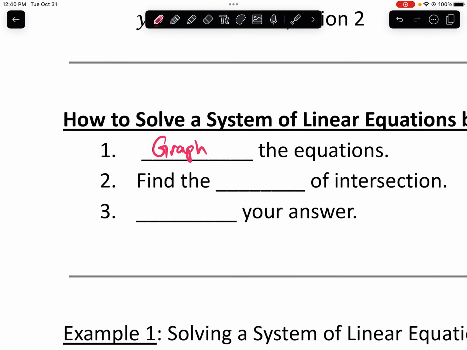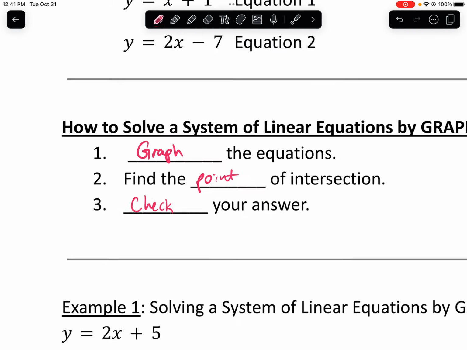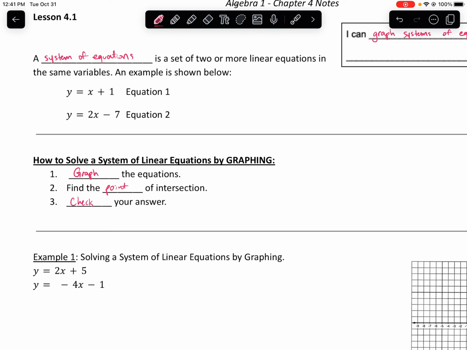Sometimes you'll have to use MBPOI. Other times you'll have to graph using intercepts. So hopefully you still remember from chapter 2. After you graph the equations, you are going to find the point of intersection. That is going to be your answer. Wherever those 2 lines cross, that will be your solution. Step 3 is you can check your answer if you have time. We'll talk about that in a little bit as well. So it is just really 2 steps.